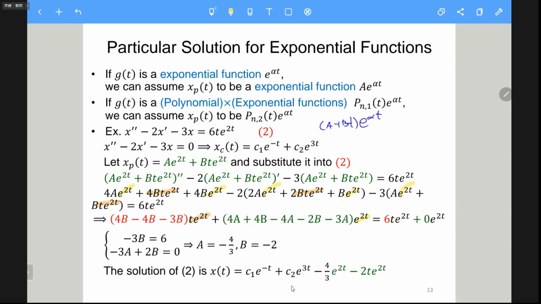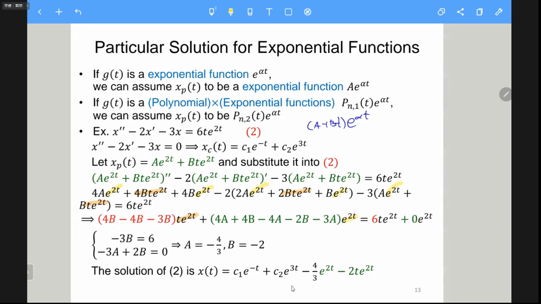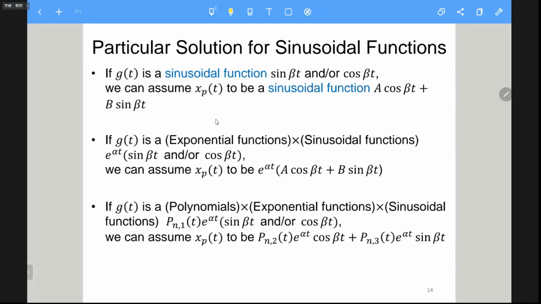So this is a bit more complicated. And the next case will be more useful. The first one is about the sinusoidal function, and then the exponential times the sinusoidal function. And then the craziest one is polynomial times the exponential times the sinusoidal.